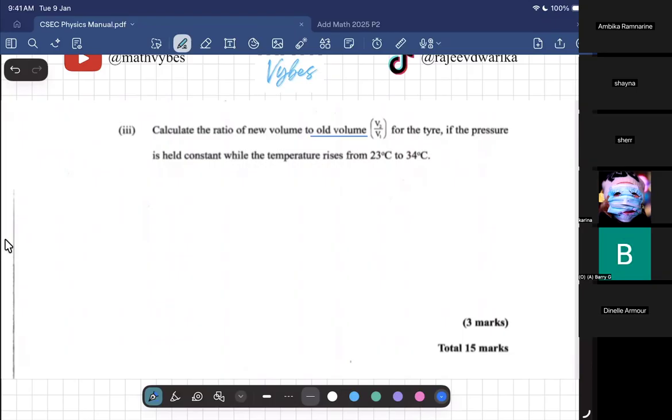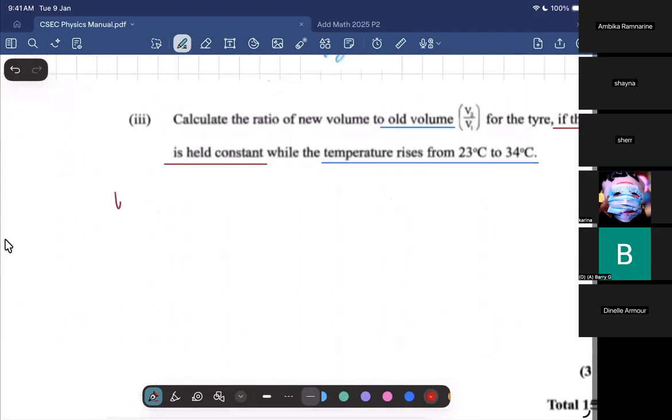What parameters here are changing? The temperature and the volume. If you notice, what do they say about the pressure? It's rising. No, check it out. Oh, sorry. It's held constant. Right. So if the pressure is held constant, then what are the other two things that are going to change? The volume and the temperature. Exactly. So volume and temperature are changing.